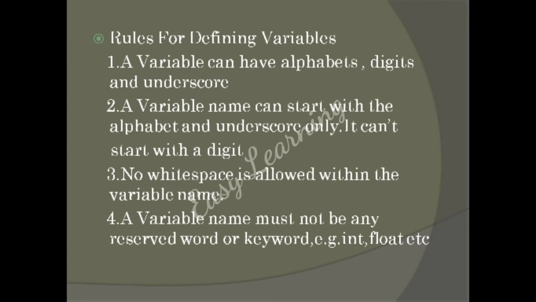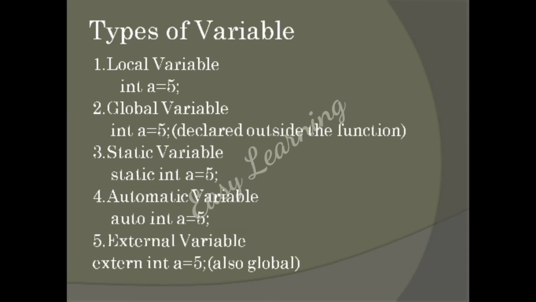Rules for defining variables. A variable can have alphabets, digits, and underscore. A variable name can start with an alphabet or underscore only. It can't start with a digit. No whitespace is allowed within the variable name. A variable name must not be any reserved word or keyword, e.g. int, float, etc.